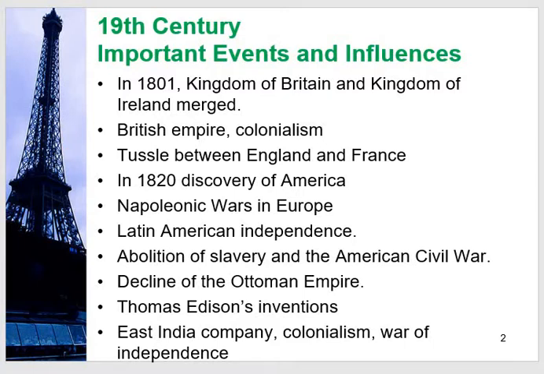In 1801, the Kingdom of Britain and the Kingdom of Ireland merged. So, when they merged, the result is that their linguistic features merged. Irish English and British English were merged and a new variety appeared over there. British Empire and colonialism.